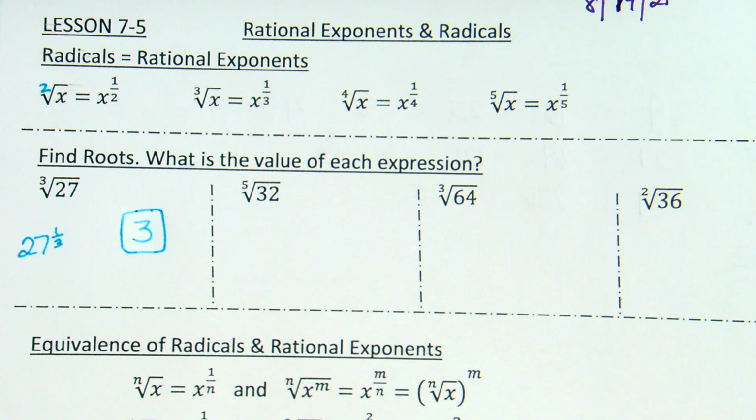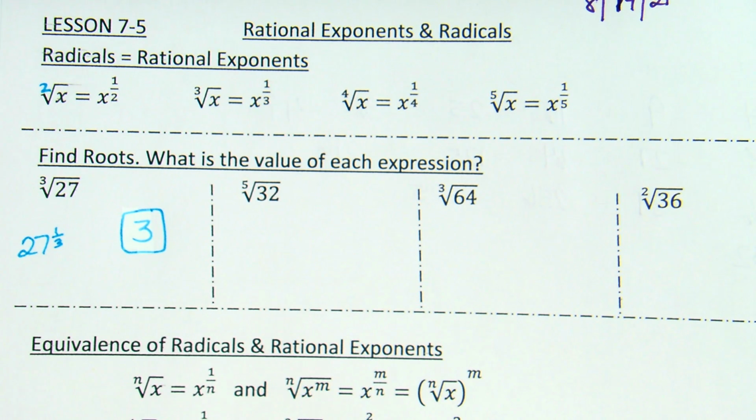Okay, now let's try the next one. 5th root of 32. So some number times itself, times itself, times itself, times itself equals 32. So that means you multiply 5 of the same number together and get 32. How'd you find that it's 2? I was just plugging in numbers at the same time. You guessed and checked, right?